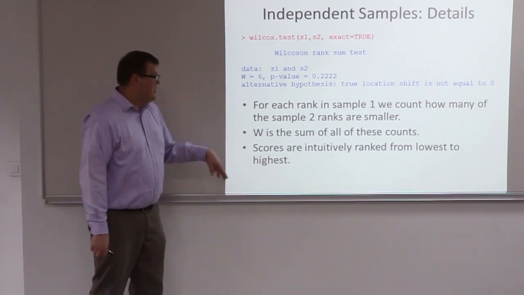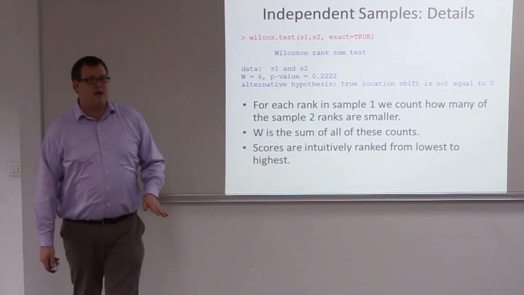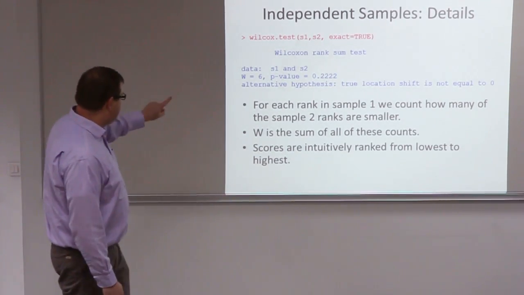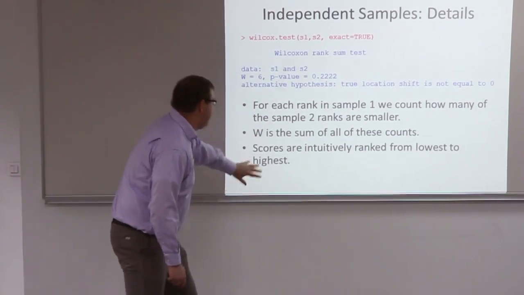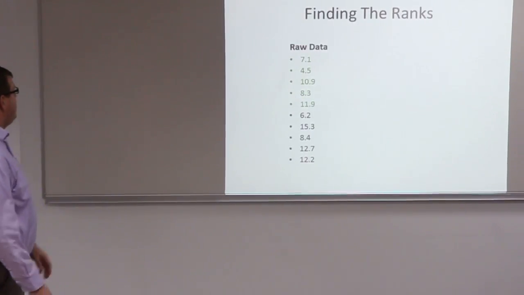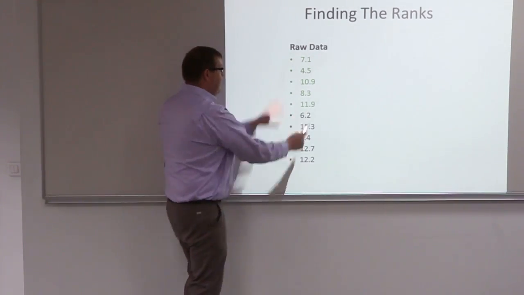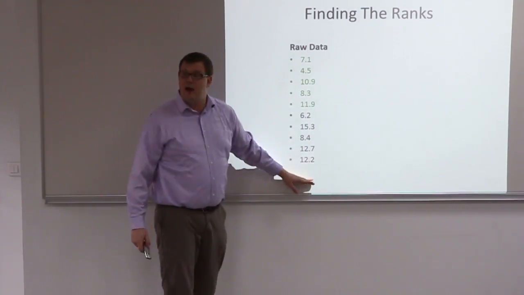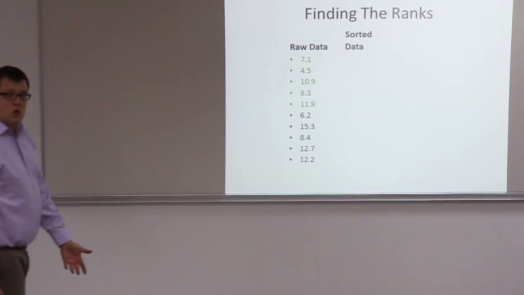Scores, the ranking of these is very intuitive. It's just rank them from lowest to highest. So let's take a look at this in just a minute and find out the rankings. So imagine we have our raw data. I said that the first 5 were S1, the second 5 were S2, right? So we have our raw data. We can sort the data.